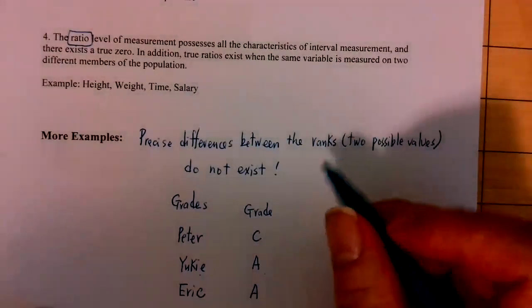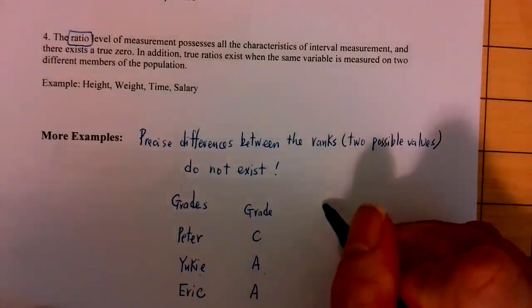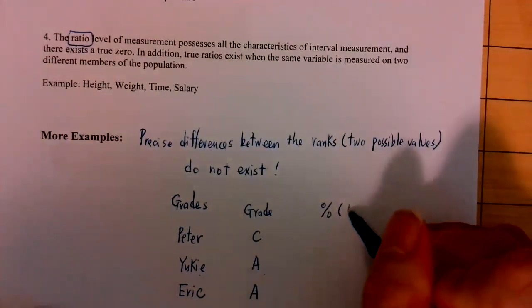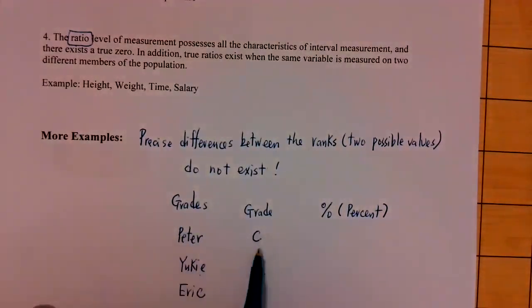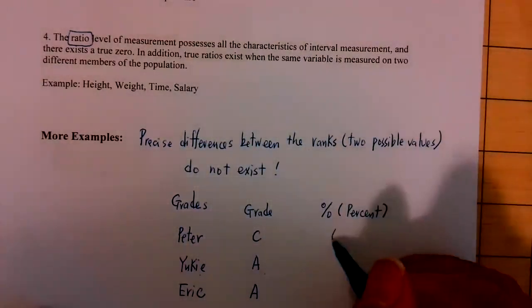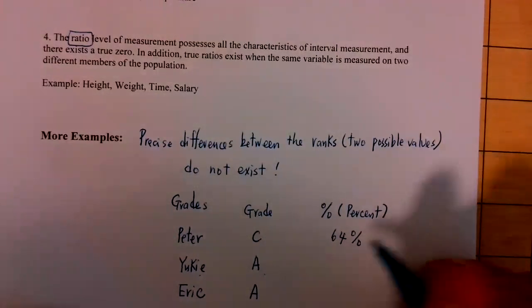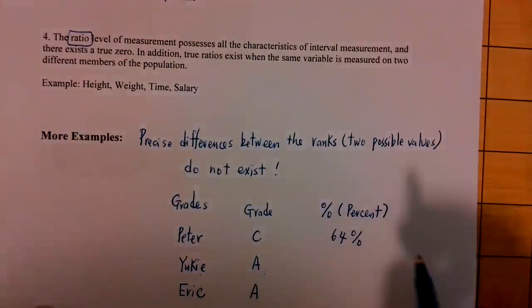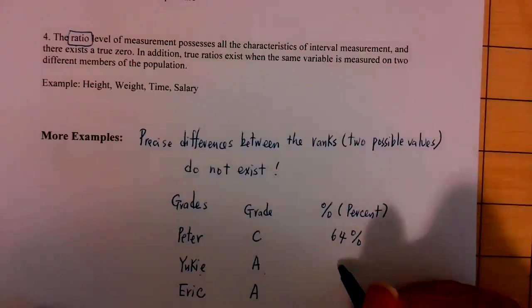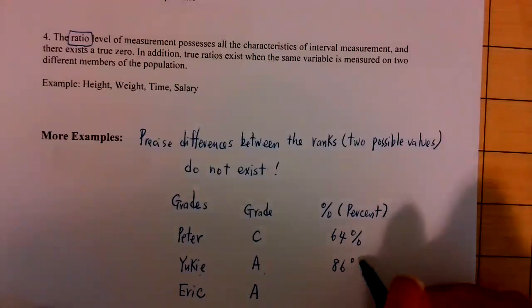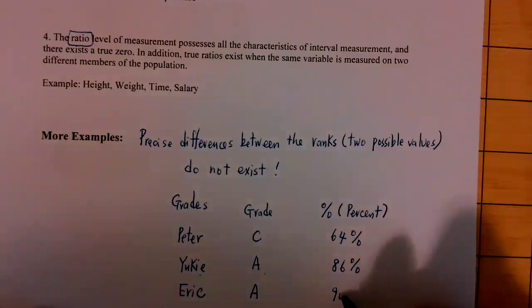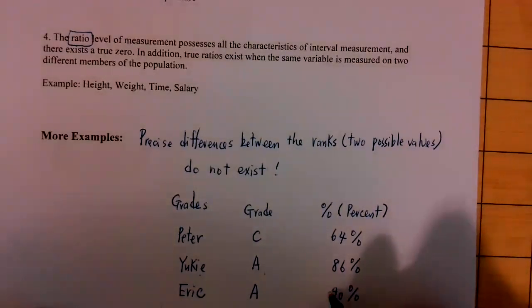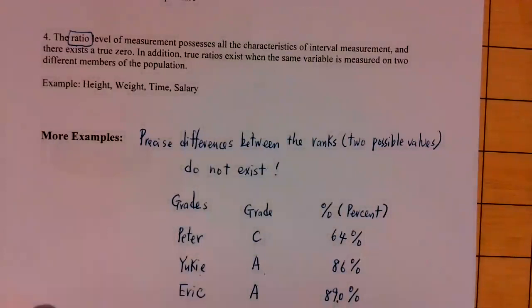Now, if I use percentage, why does Peter get C? Because Peter gets 64% on the coursework. And Yuki gets A because Yuki gets 86% on the course. Why does Eric get A? Because Eric gets 90%, or you say 89%, okay?